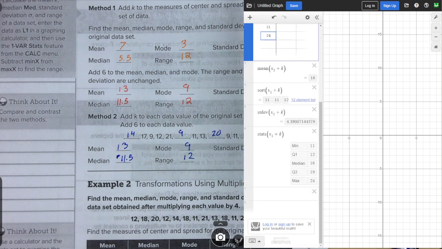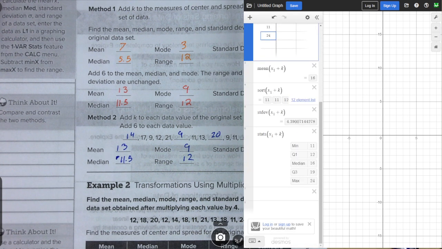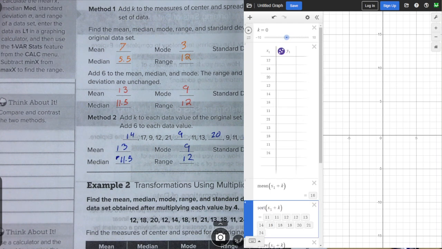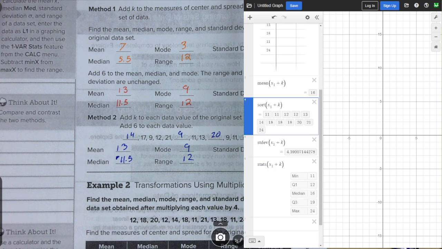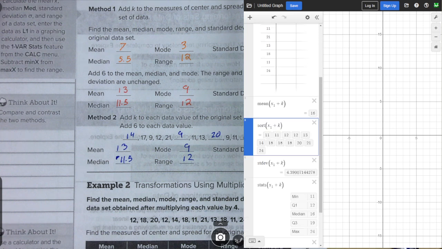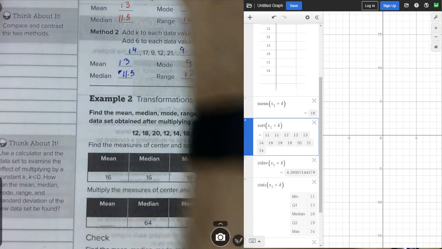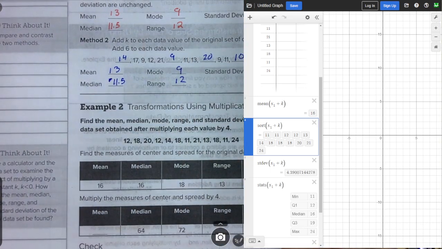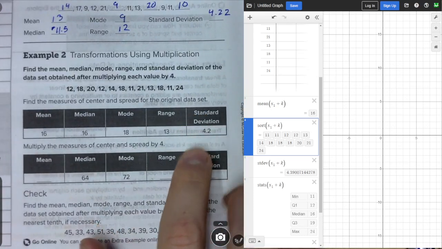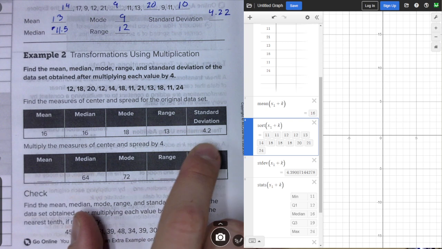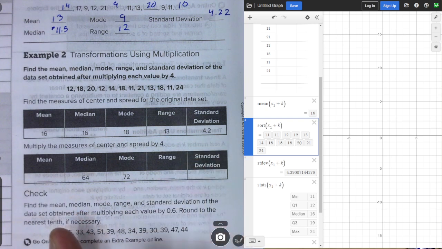All right, taking a look, it says mean is 16, our median is 16, our mode, most occurring value, is 18, range is 13, 24 minus 11, yep, and standard deviation is 4.2. All right, so they're doing some rounding, and this is one of the big problems that you will always have whenever you're doing work with statistics. So we've plugged in our data. They have 4.2. Our standard deviation is 4.39.